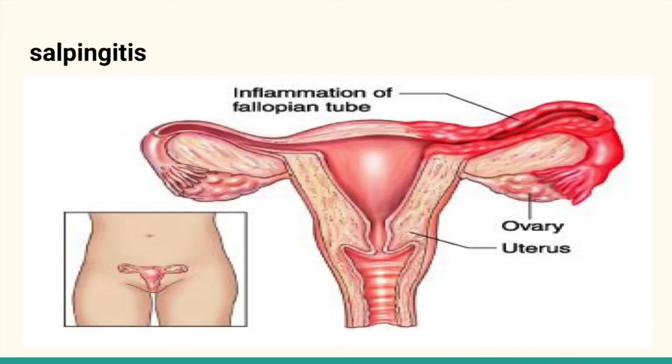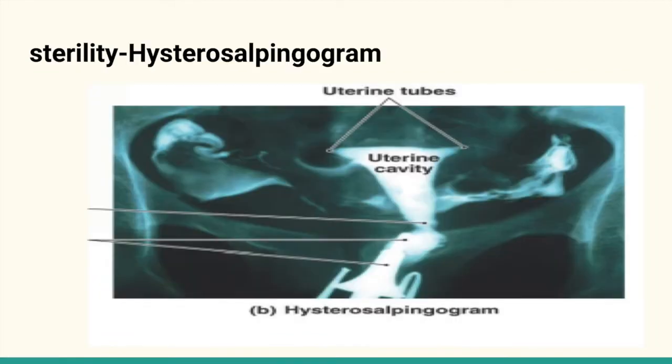First one is salpingitis. Inflammation of the fallopian tube is known as salpingitis. The next condition is sterility. Sterility means inability to have a child. Sterility can be of two types, congenital and acquired. This is mainly caused due to tubal blockage, which is seen in congenital or acquired conditions.